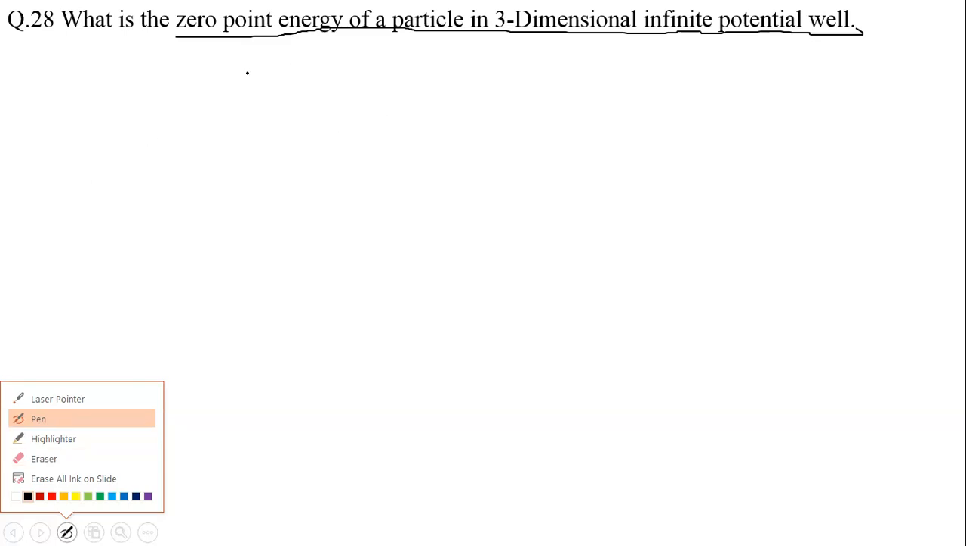Can anyone tell me what is the ground state energy of the particle in a one-dimensional infinite potential well? We have discussed it several times. Can anyone tell what is the zero point energy or ground state energy of a particle in a one-dimensional infinite potential well? That is, in a single dimension up to some length the potential is zero, and the potential is infinite everywhere else.